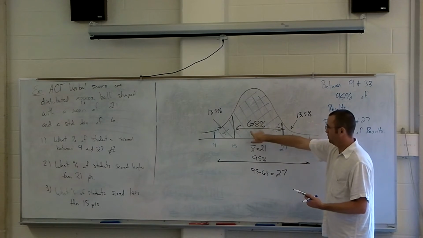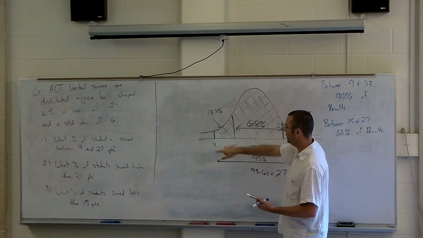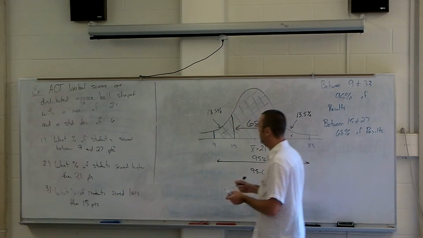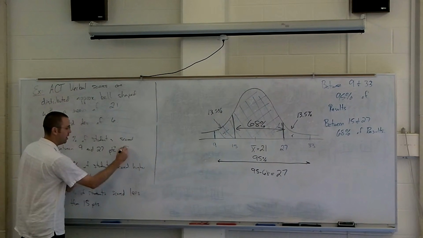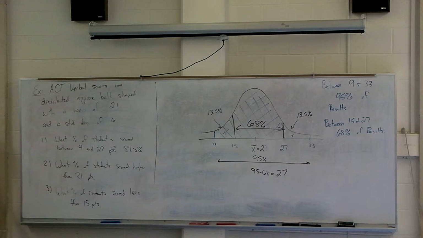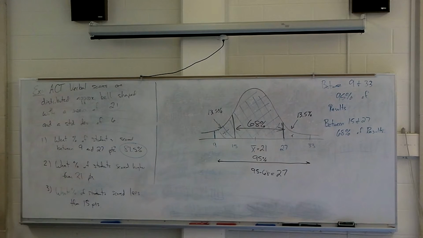So if I want to know how much is between 9 and 27, how do I find that? Add the 68 plus 13 and a half. I'm going to take my 68, I'm going to add a little bit down here between the 9 and the 15, and so the first question, I get 81.5%. So 81.5% of students scored between 9 and 27 points.